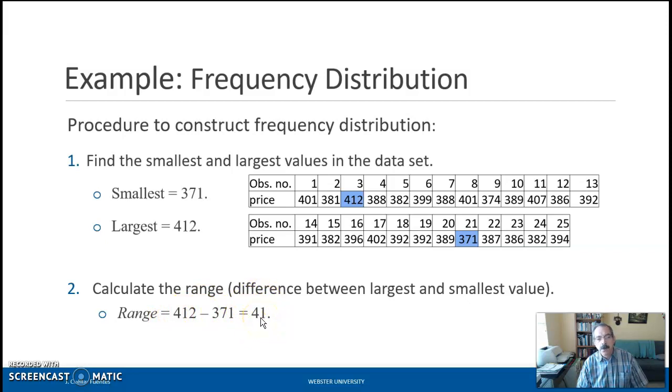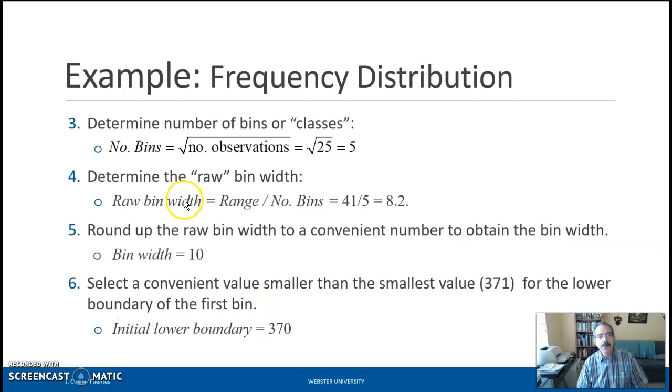With this information, we proceed to step 3, and that is to determine the number of bins or classes. I'm using the word bins because, for example, Excel calls them bins and other software packages call them bins. In our book, they are called classes, so either one is correct. There are multiple rules to determine the number of bins. One common rule is to just take the square root of the number of observations. Because this is simple enough, we're going to use that in our example. So to determine the number of bins, we take the square root of 25 because we have 25 observations, and that says that we should have 5 bins.